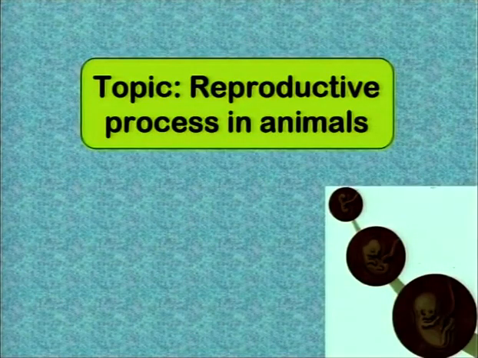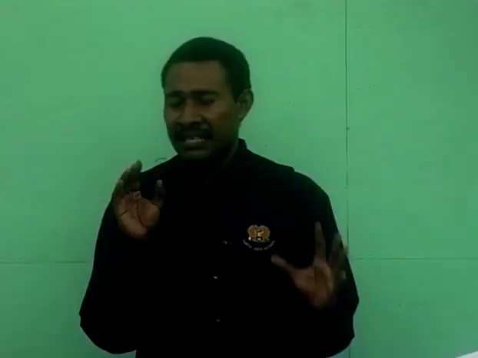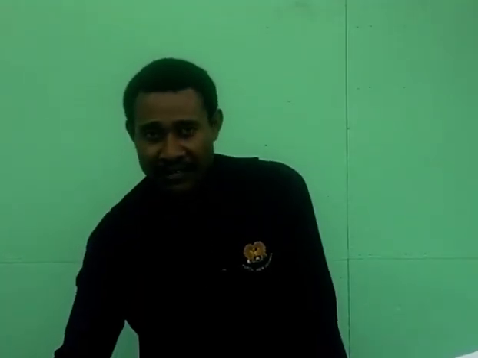Our lesson for today is on the topic reproductive process in animals. Before I look at the reproductive process in animals, let's look at how this fertilization occurs. All right, if you look at the screen, we have a female and a male.